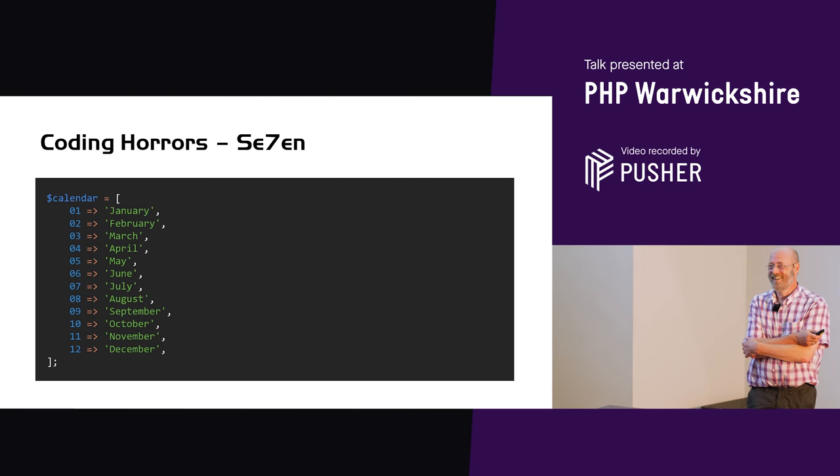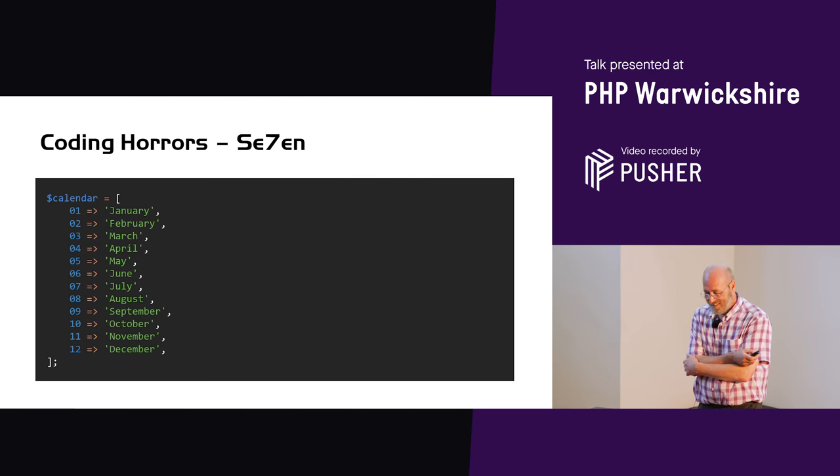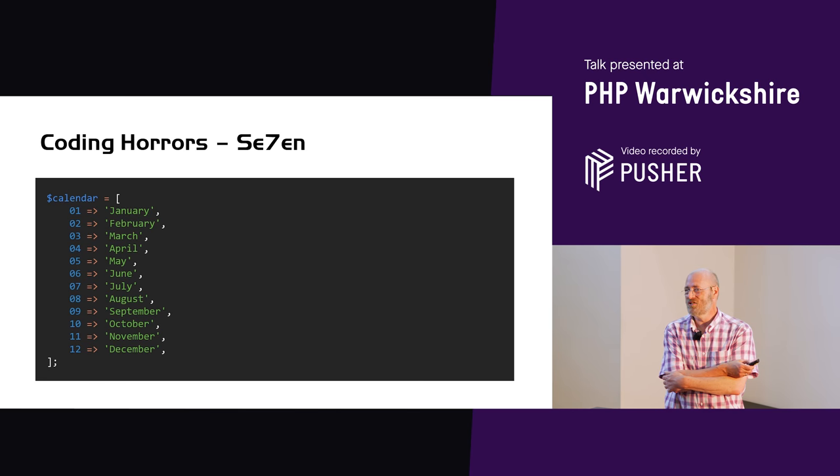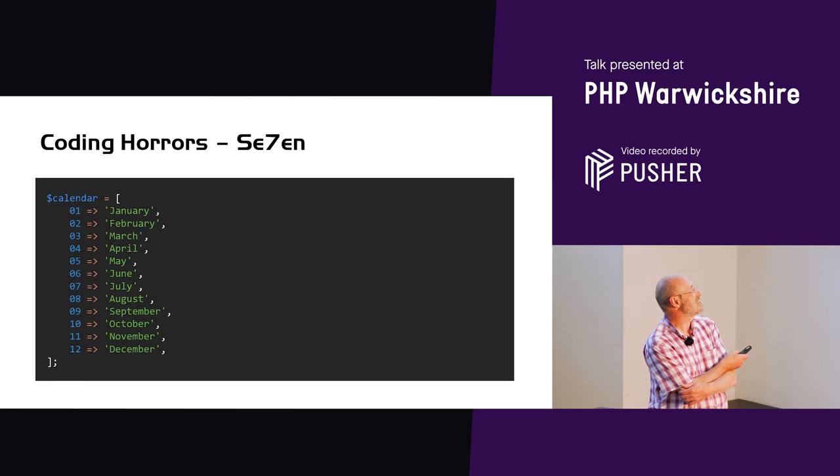What's the problem here? The problem is that PHP recognizes any number with a leading zero as octal. And we have a set of values there, 1, 2, 3, 4, 5, 6, 7, which are all valid. 08 and 09 are not valid octal. 10, 11, and 12 would be treated as decimal numbers.